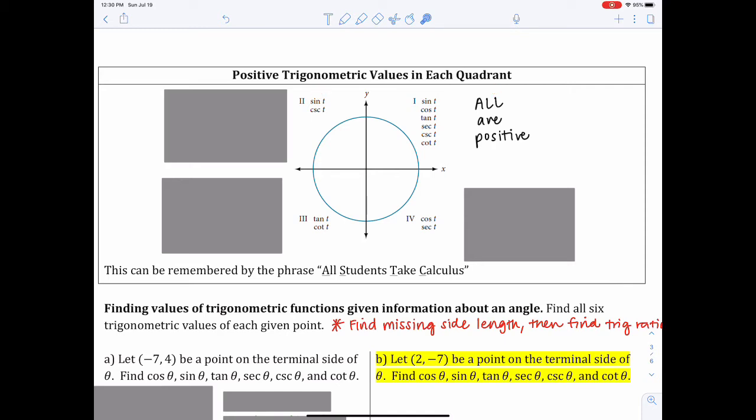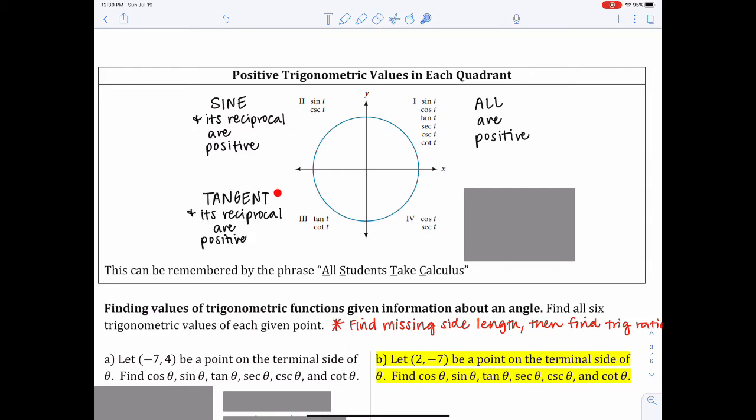In quadrant 2, only sine and its reciprocal cosecant are positive, meaning that if you have an angle T in quadrant 2, your sine values are the only ones that are positive. Everything else should be negative. In quadrant 3, we have tangent and its reciprocal, which is cotangent, positive down here. And then in quadrant 4, cosine and its reciprocal secant are positive.